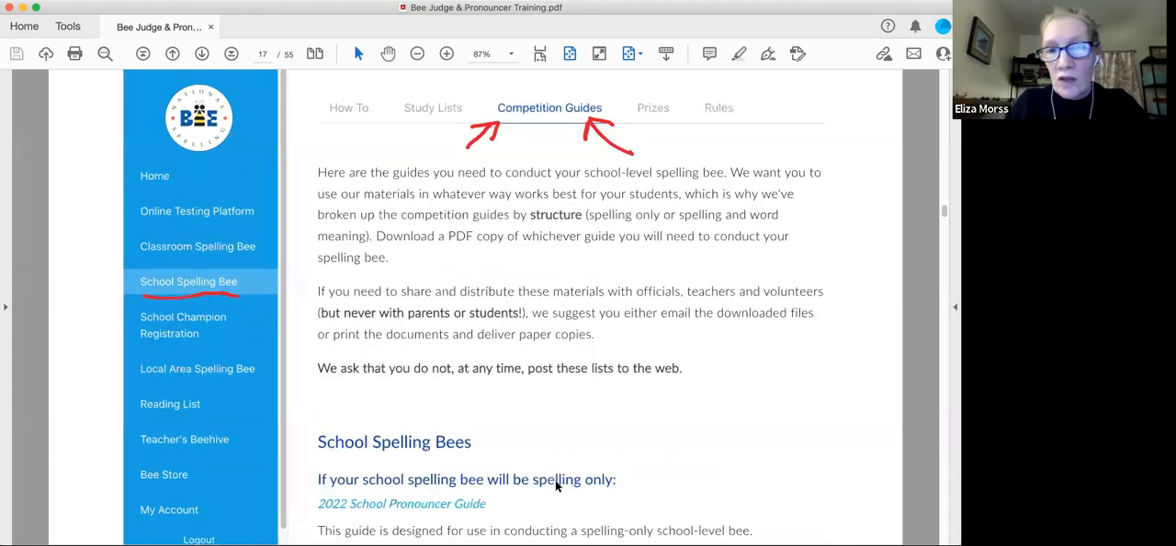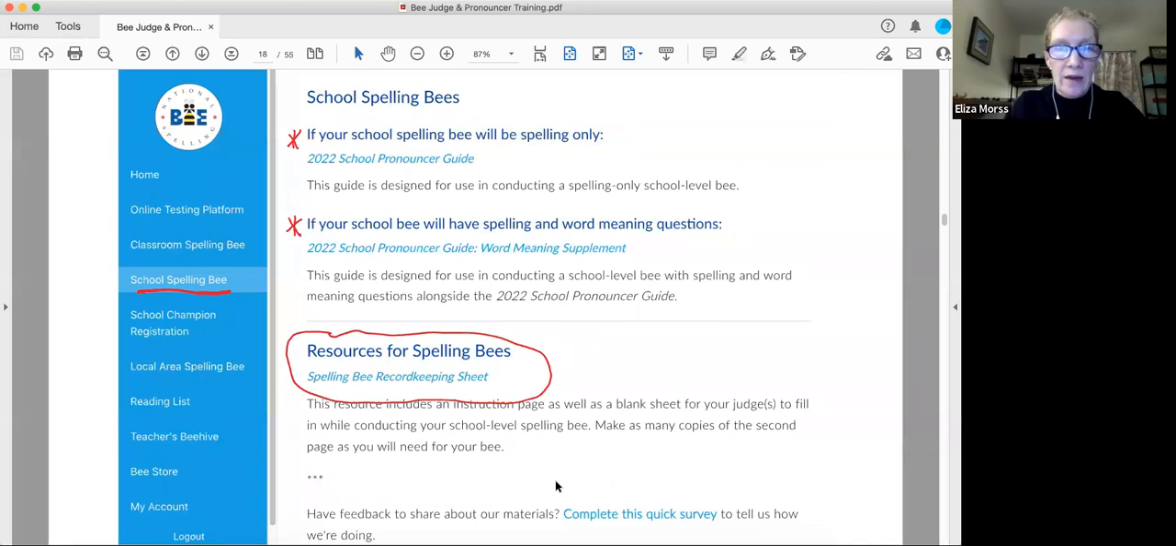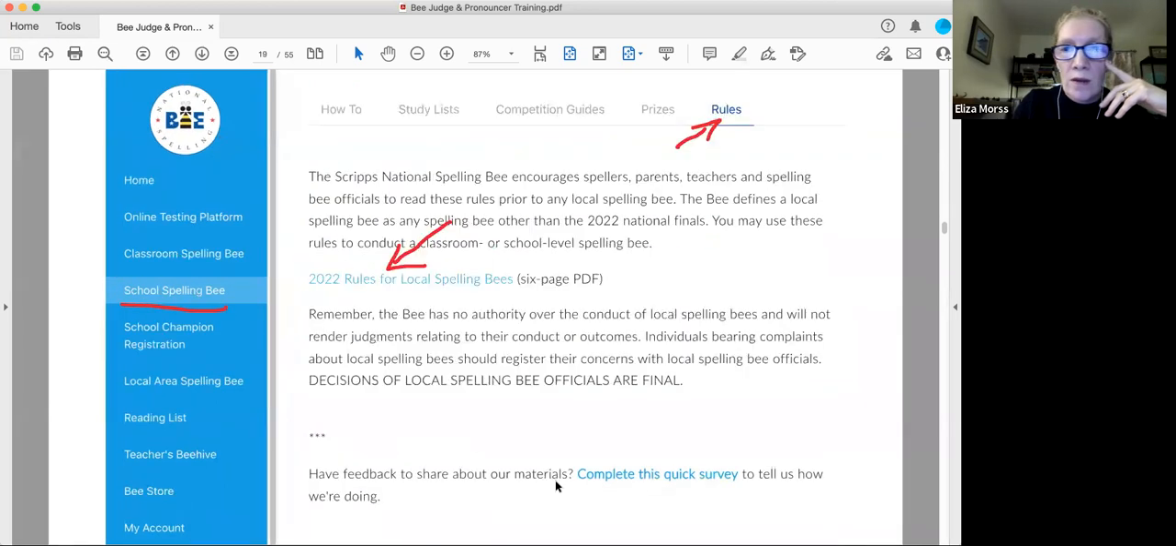And here we go to the school spelling bee, and it's the same thing. Again, click on the school spelling bee tab. The competition guides are right up there. And then same sort of thing: a pronouncer guide with spelling only, spelling and word meaning, and the spelling bee record keeping sheet. And then where do you find the rules? The rules for classroom spelling bees are the same as the rules for the school spelling bees. So it's all very simple and nicely repetitive.